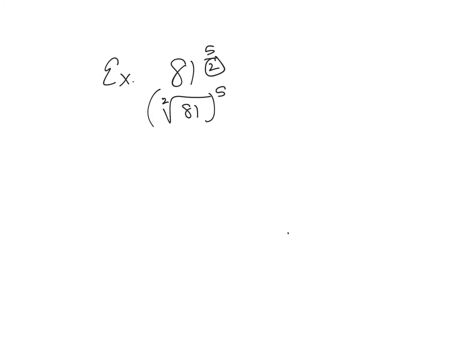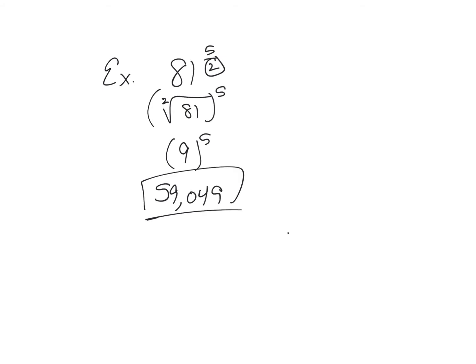So then we do inside parentheses first, which is the square root of 81. Hopefully everyone knows what that is, right? And we're going to say that that is 9. And then that is to the power of 5. And so we get 59,049, and that is our answer.